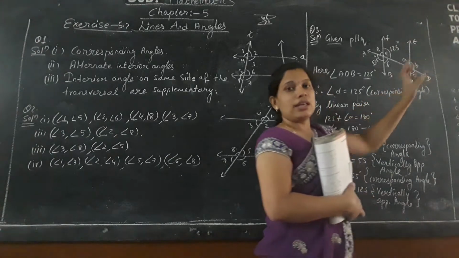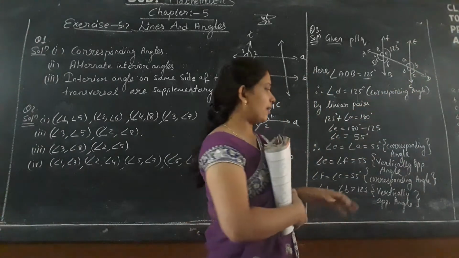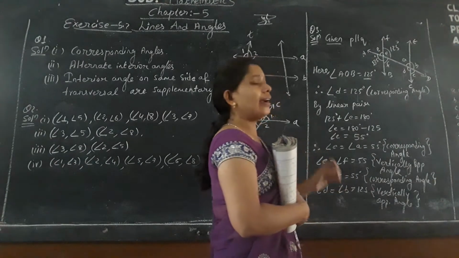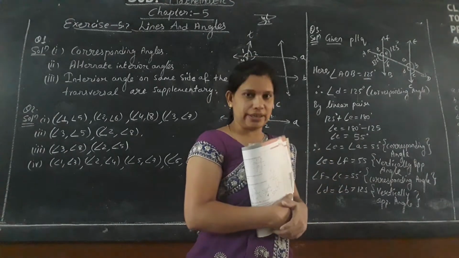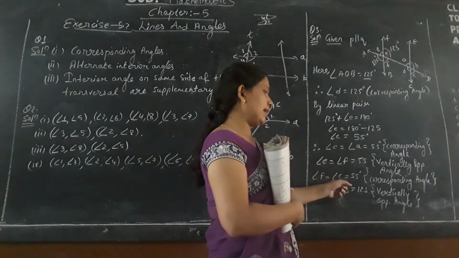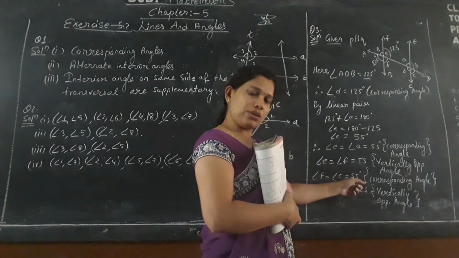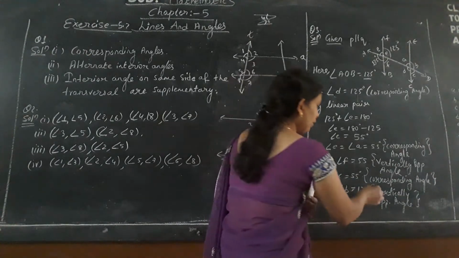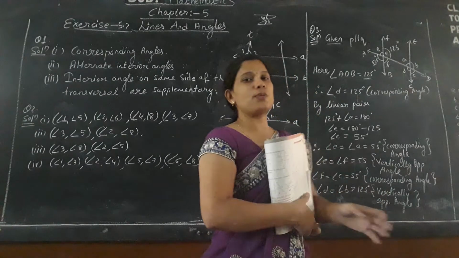Why? The reason behind that is corresponding angle. So that both the angle, that is angle E, angle A and angle F will be equals to 55 degree. Okay. Then angle F is equals to angle C because it is a corresponding angle, so that will be also 55. Angle D is equals to angle B, that is 125 because they are vertically opposite angle.